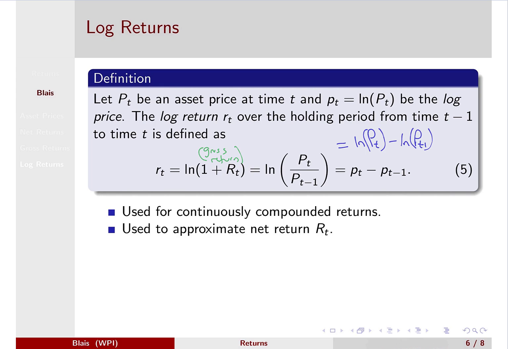This comes up a lot in continuous time finance. So when we have continuously compounded returns, this becomes very handy, and it comes up a lot in all kinds of financial modeling, and we are going to see explicitly why. The first reason we're going to see why is you can use the log return as an approximation to the net return. So this equation here, little r_t is natural log of 1 plus big R_t. Let's think about that.